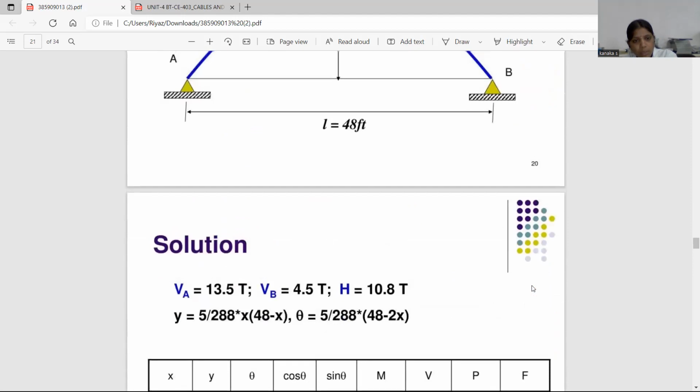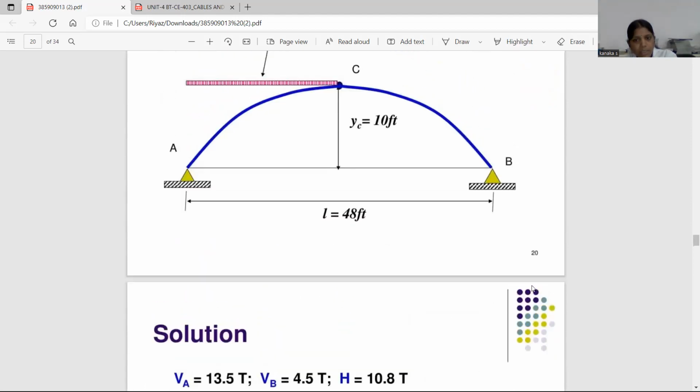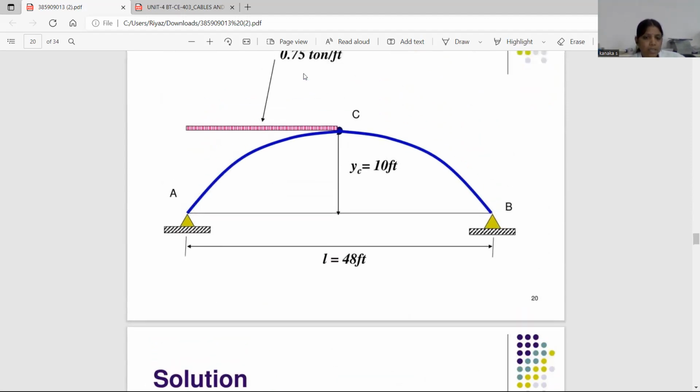So VA equal to, so normally, first taking moment about A equal to 0. So VB into the total distance 48 feet, minus load into distance divided by 2.